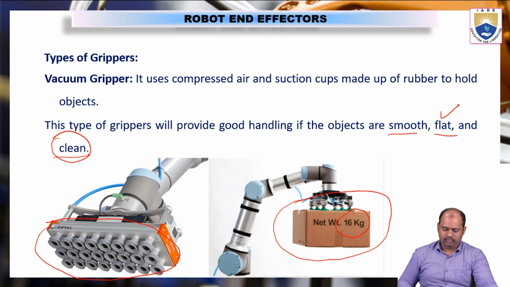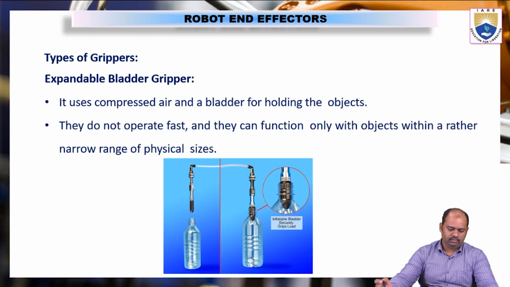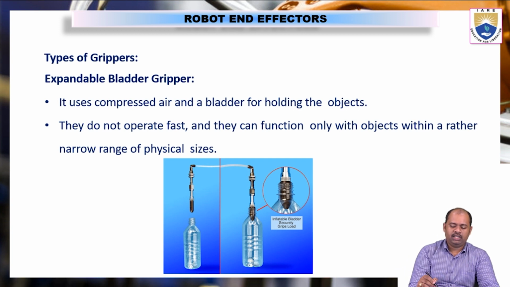Okay. So vacuum grippers are very widely used nowadays because of their increasing capacity for bearing loads. Next, another type of gripper is one which uses a bladder.